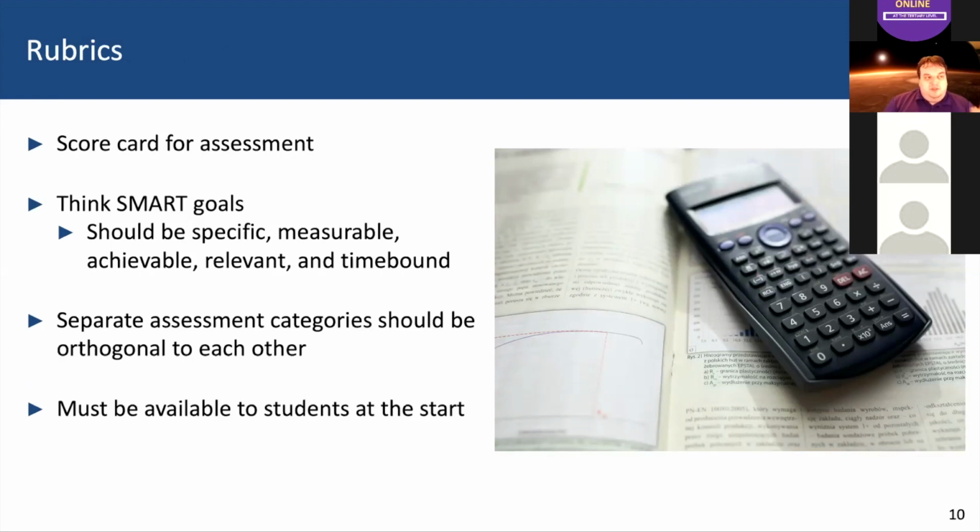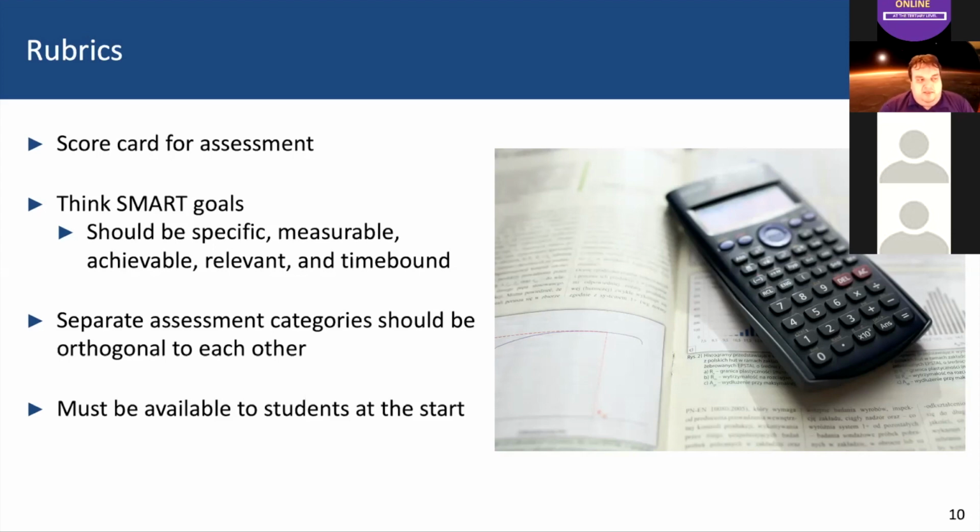When you do them, think SMART goals, and I'm as guilty as the next person of not doing this, but they should be specific, measurable, achievable, relevant, and time bound. Obviously, when you have a course that's a semester long, the time bounding is obvious, but for the rest: is it something specific? Is it measurable? Is it achievable? Can the student actually do this? And is it relevant? Is it something we actually need to be grading on?